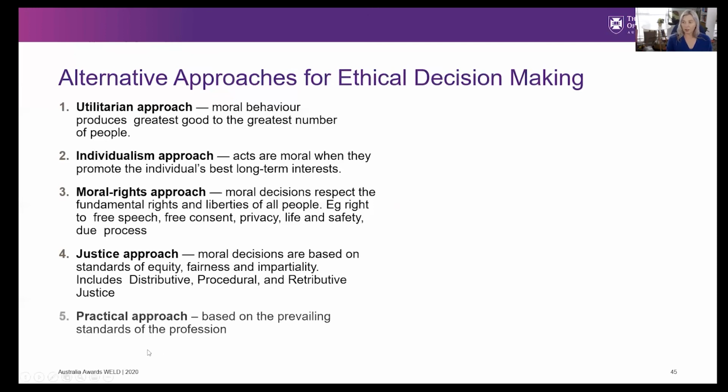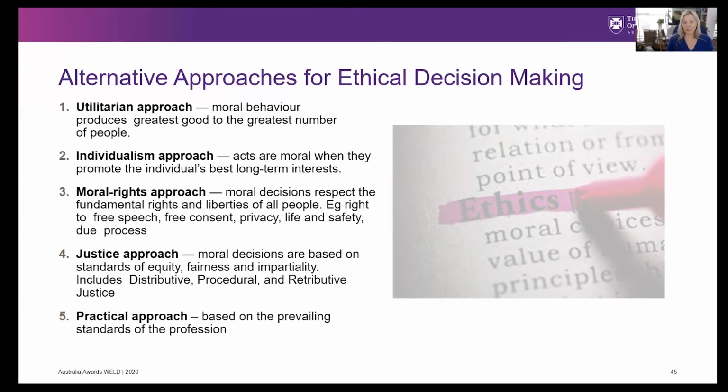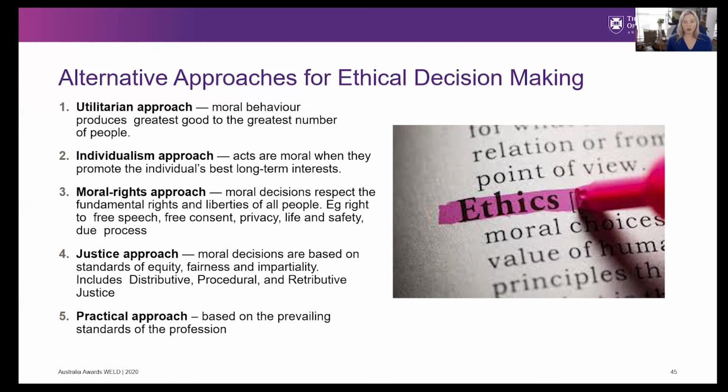Finally, there's the practical approach. The practical approach sidesteps debates about what is right or just and instead bases decisions on prevailing standards of the profession and larger society, taking the interests of all stakeholders into account. With the practical approach, a decision would be considered ethical if it is one that would be considered acceptable by the professional community, one that the manager would not hesitate to publicise on the evening news, and one that a person would typically feel comfortable explaining to family and friends.